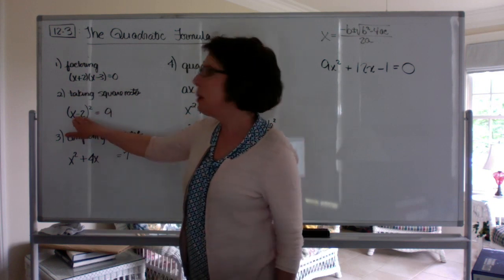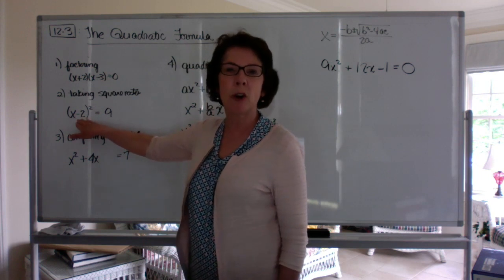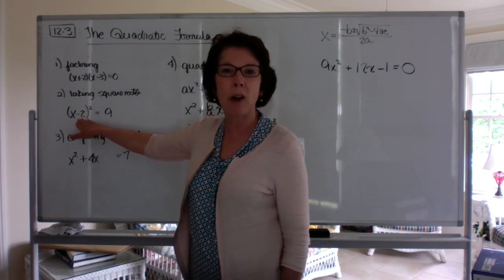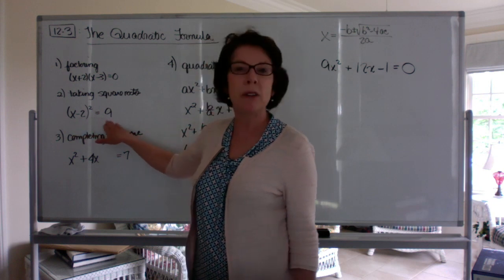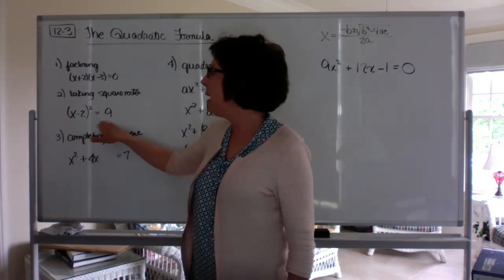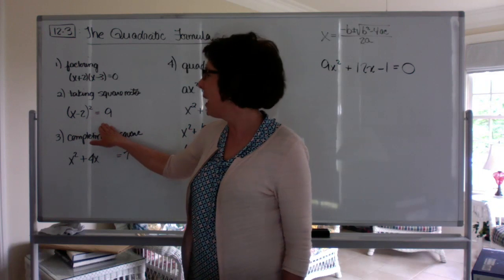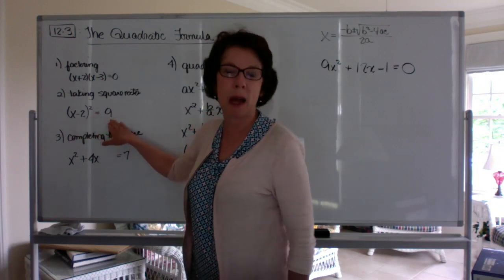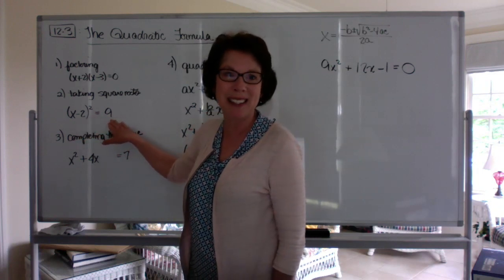We also learned that we could take a squared term, whether it's just plain old x squared or a binomial squared, and if it's set equal to some value, call it value k, we can take the square root of both sides. Remember, this side would be plus minus root 9, which would be plus minus 3.